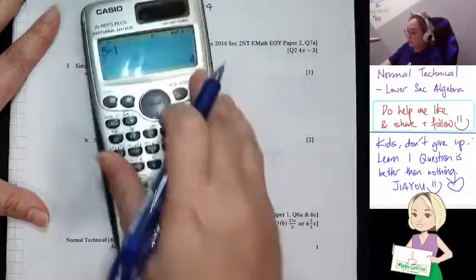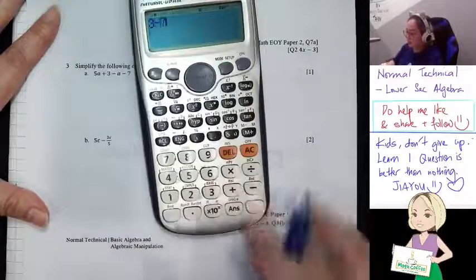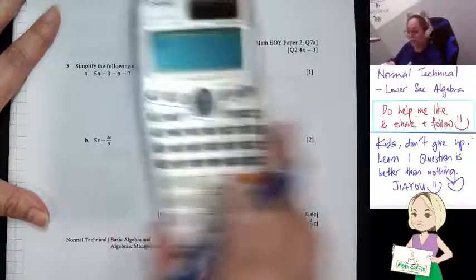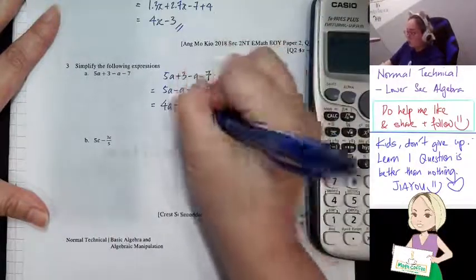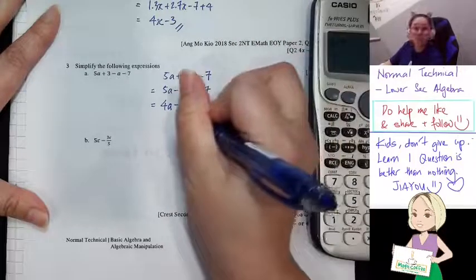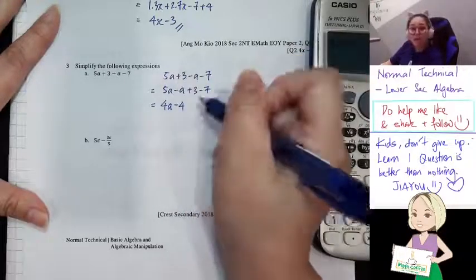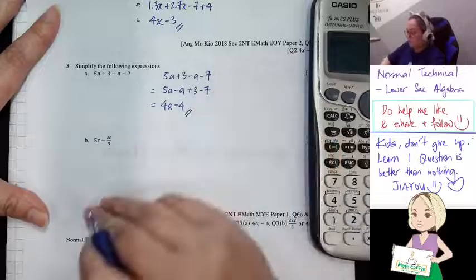Plus 3 minus 7. So 3 minus 7 is negative 4. So this is just minus 4. Check any alphabet, no alphabet. So there's just number. So it's 4a minus 4. And that's the answer.